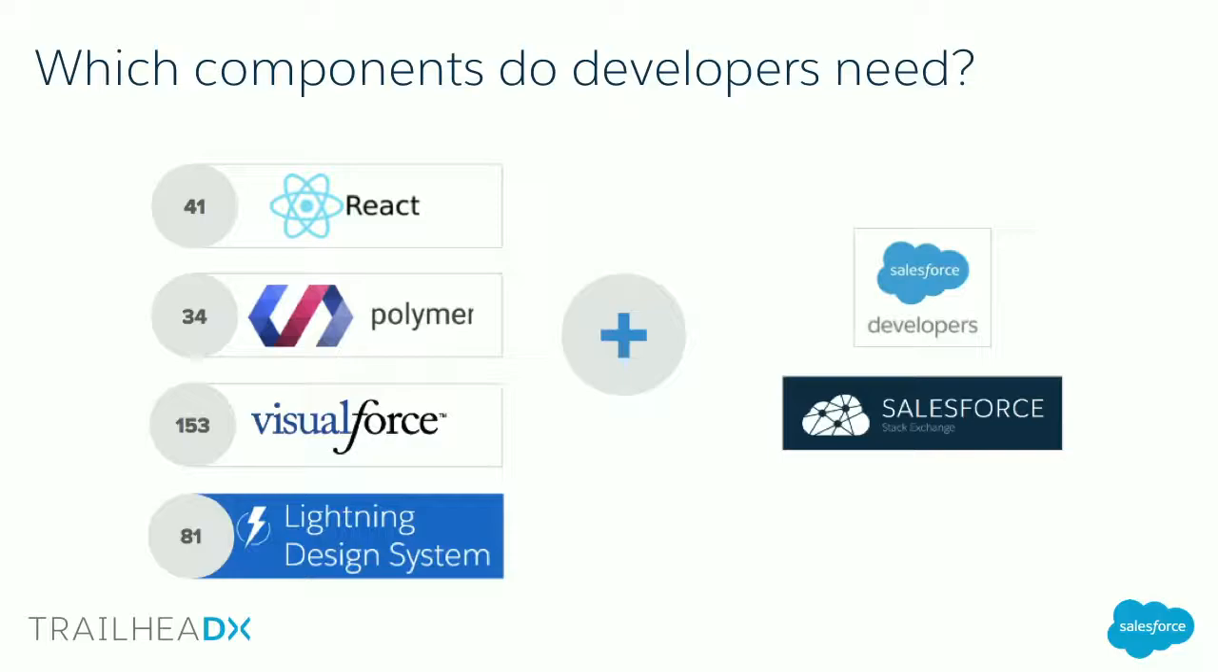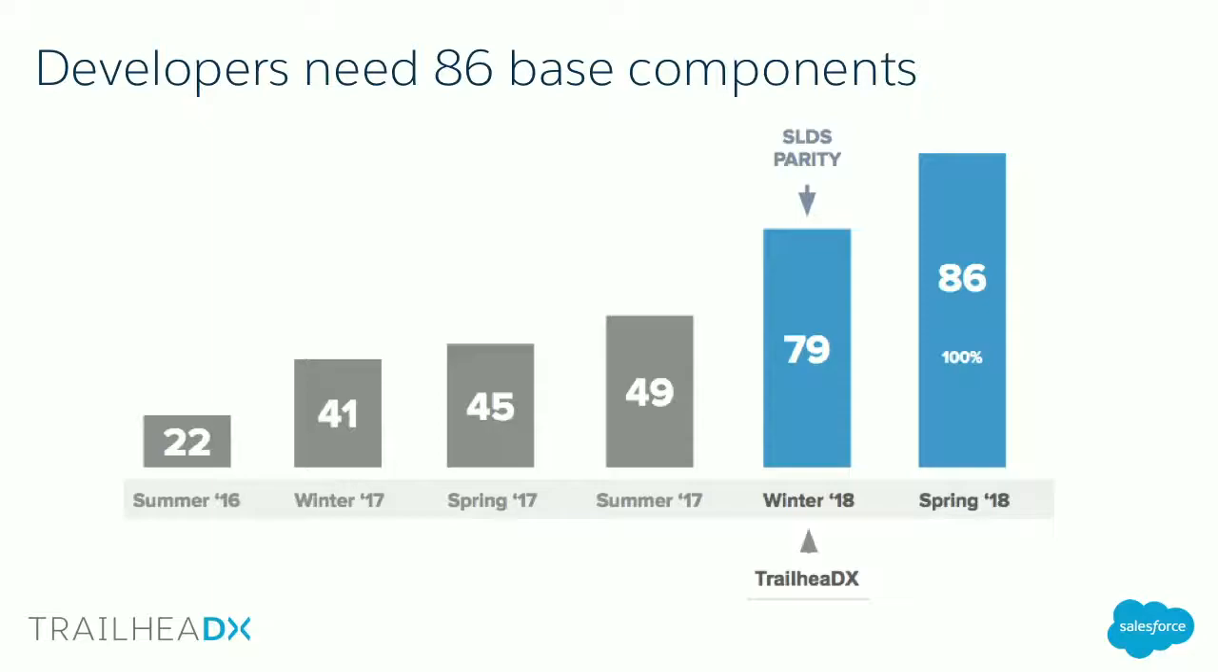We also went out and talked to you, our developers. We talked to you at events like this, in user groups, and also in some of the forums to understand which types of components were giving you the most pain. From that, we created a sort of roadmap, if you will, of components that we felt we needed to build. And you'll see we were making some progress from the summer to the winter 17 release.